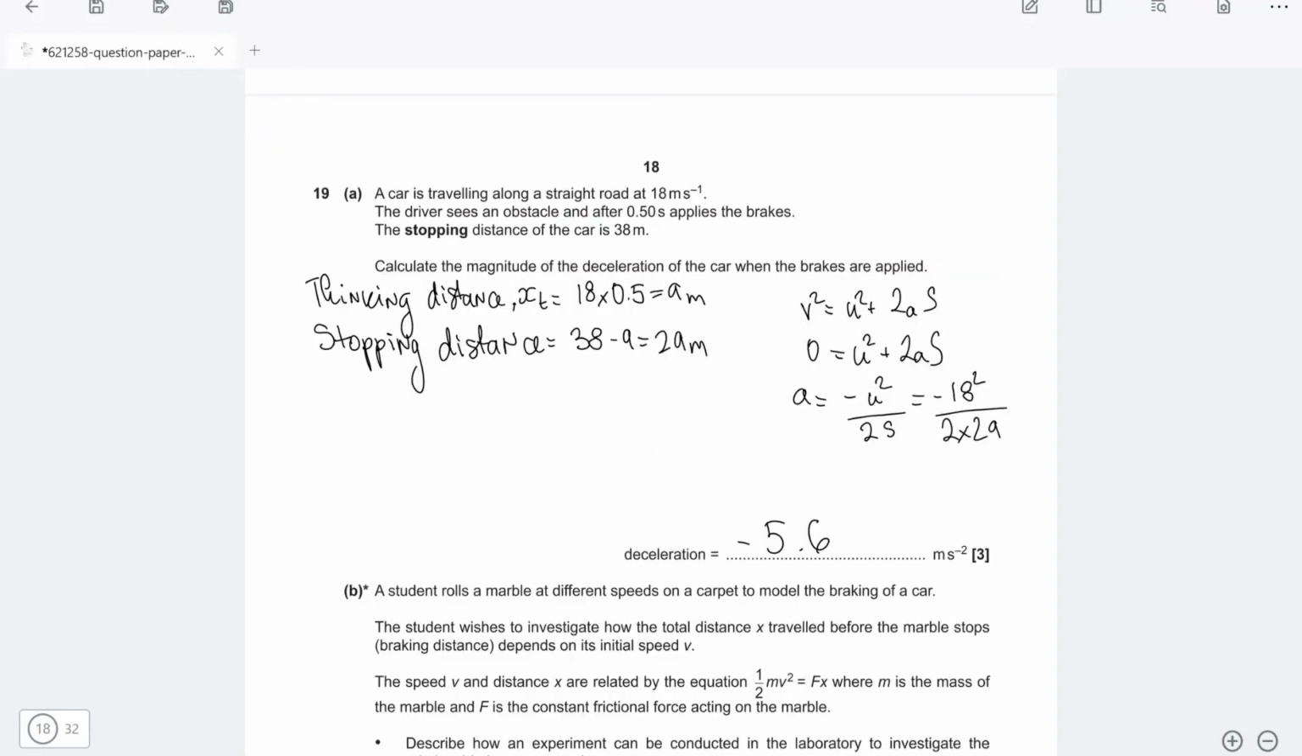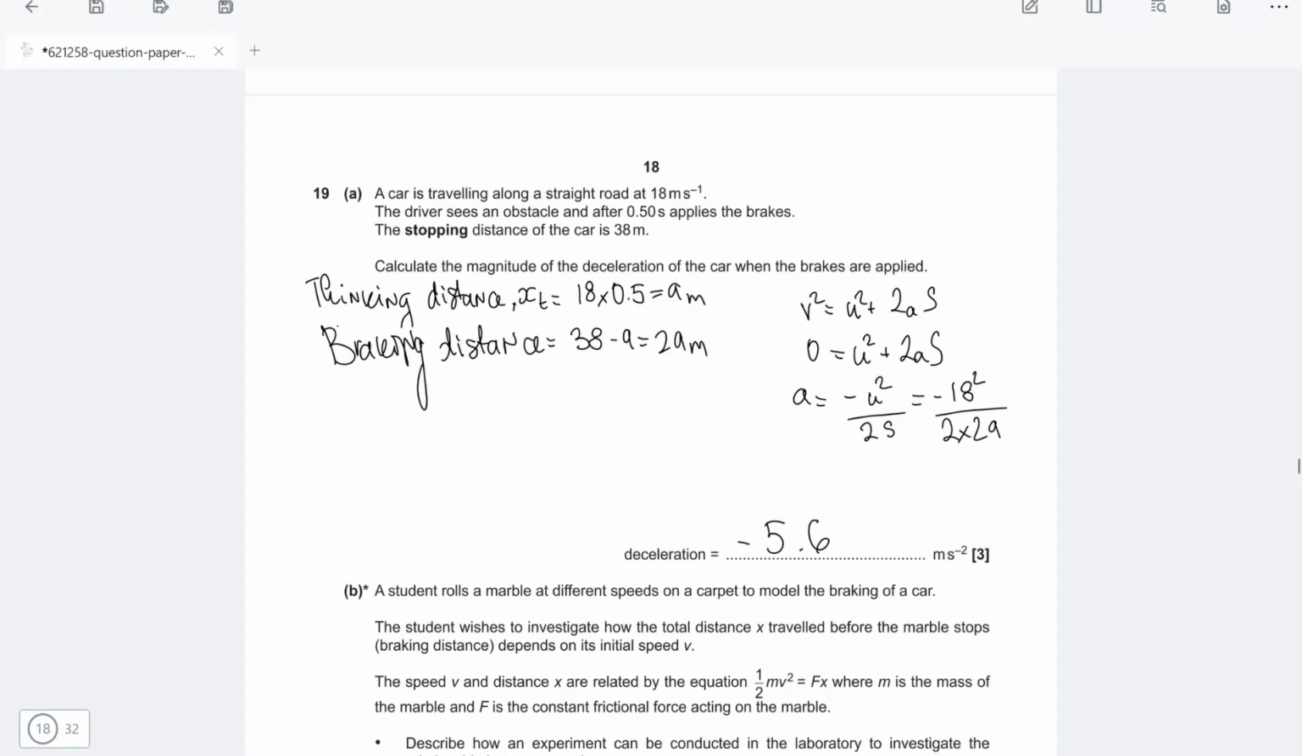Question 19, we have a car which is traveling along a straight road at 18 meters per second. The driver sees an obstacle and after 0.5 seconds applies the brakes. Well, we're given the stopping distance that's been highlighted, and then we need to find the magnitude of the deceleration of the car. What we really need though is the braking distance. So our thinking distance is going to be 18 times 0.5, which is 9 meters. Notice the little tiny mistake here. This shouldn't say stopping distance, this should just say braking distance. So let's just correct that.